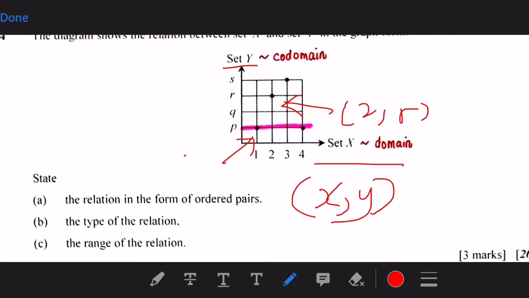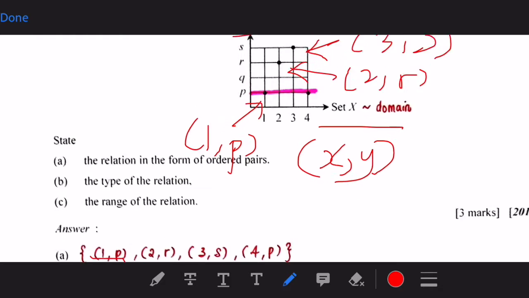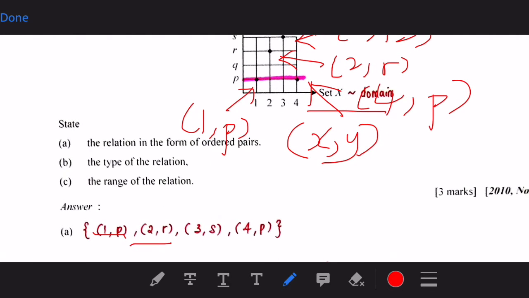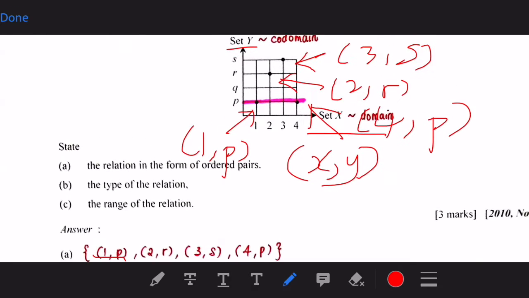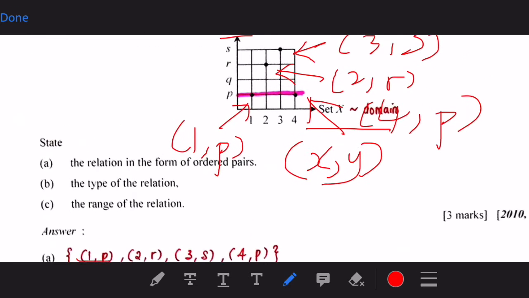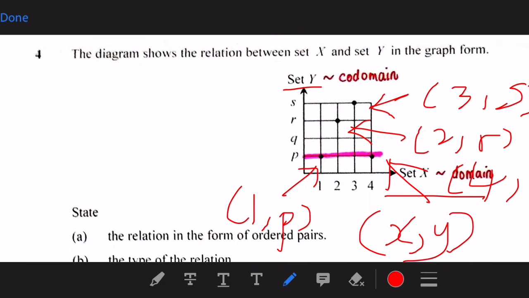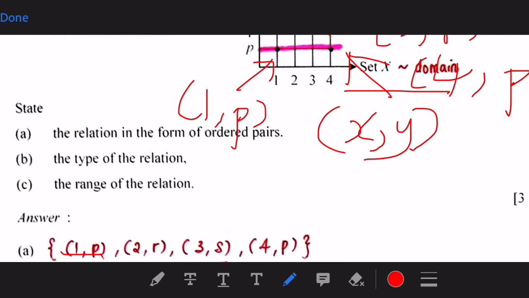This point is 1P. So we need to list out all the points in terms of the object and image, 3S. And we also have one more point here, which is 4P, right? So we have 1P, 2R, 3S, and 4P. And the type of relation, let's see. If we draw the arrow diagram, then we can have a very good relationship between the object and image.